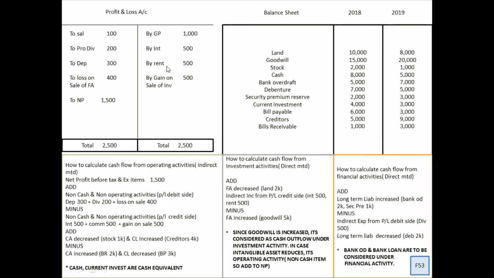Interest and rent, being investment activity, are cash inflow. Dividend is which activity? Dividend you are paying to the equity shareholder, so dividend is always your financial activity. So from the P&L account, what I can understand is that my cash inflow with regard to operating activity is 1000 minus 100, 900. This is called the direct method. But for you students, the direct method is not there.